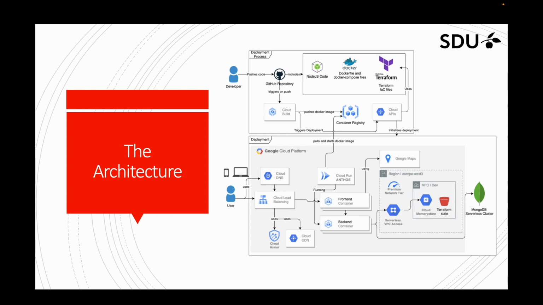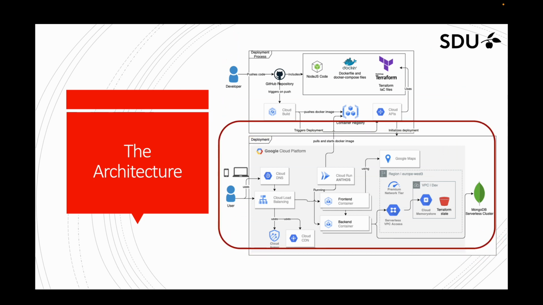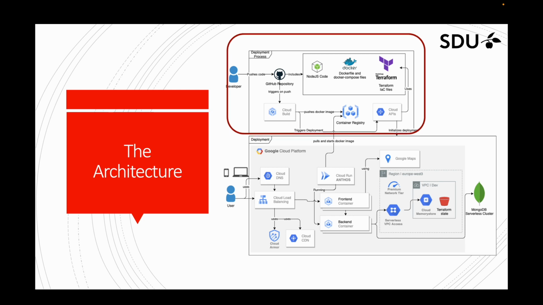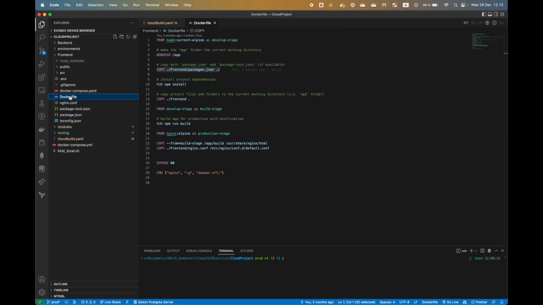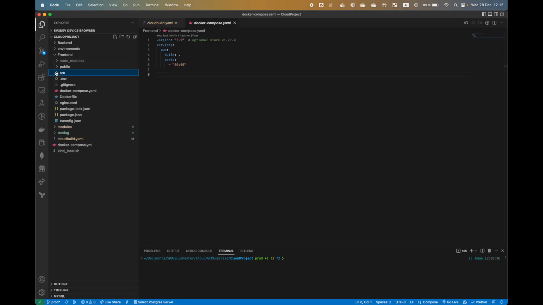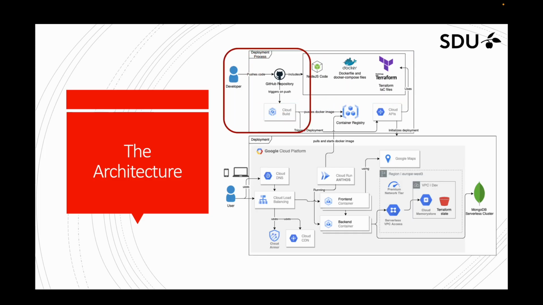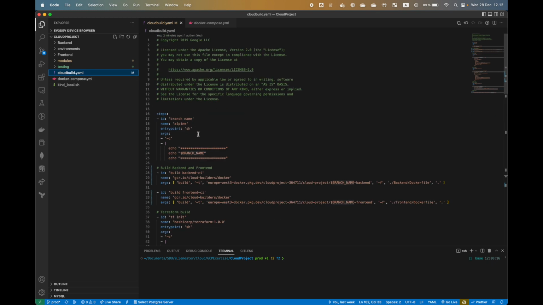There are two aspects shown in the diagram: the deployment process and the actual deployment. The deployment process is initialized once the developer pushes code to the GitHub repository. The repository contains both the Node.js code for the front-end and back-end, as well as the Docker files to build the Docker images and the Terraform files to build the environment. Furthermore, a cloud build file is included, which is triggered once the developer pushes code to a specific branch.